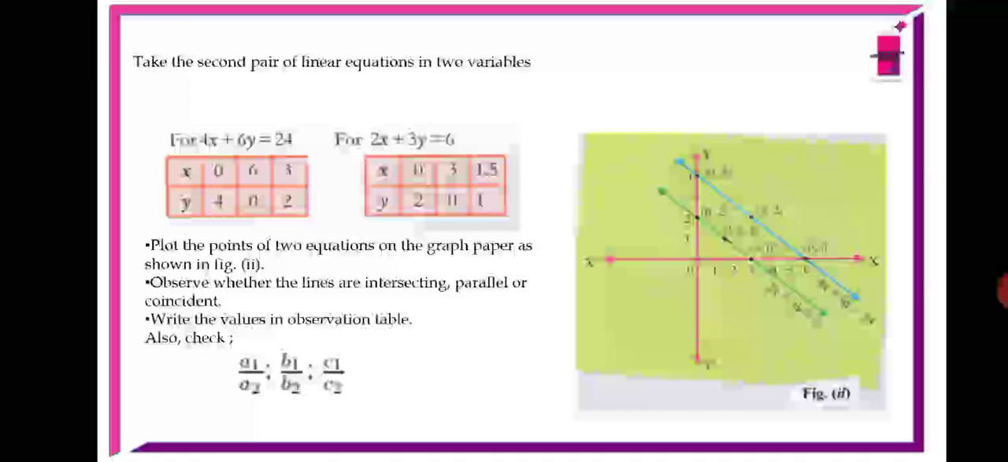Similarly, you are going to do the second pair. Take three values, plot the points of the two equations on the graph paper and show as shown in figure 2. Observe whether the lines are intersecting or parallel or coincident. Here you can see parallel lines, and the relationship you can also observe: a1 by a2, b1 by b2 and c1 by c2. a1 by a2 equal to b1 by b2 here, that is 2 equal to 2 but not equal to 4. The c1 by c2 will be 4. It is not equal.